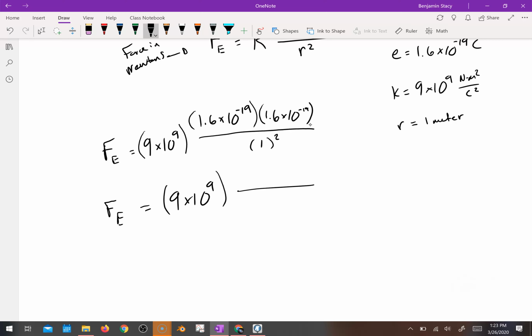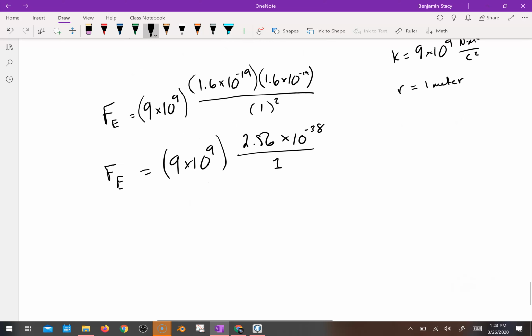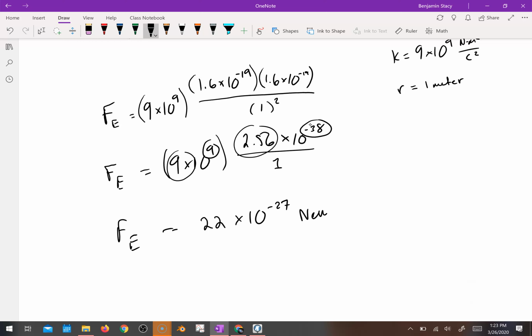So I'm going to leave my Coulomb's constant, 9 times 10 to the 9, multiplied by what's upstairs, 2.56 times 10 to the minus 38. And then we've got just 1 downstairs, so that's going to go away. Let's do a little rounding. I have about 2.5 times 9, so 9 times 2 is 18, plus another 4 or so, about 22. So we'll have about 22 times 10, and then I have to add my exponents 9 and 38, so I'll have times 10 to the minus 27, and that's going to be a force in newtons. Not too much. 22 times 10 to the minus 27 newtons of force.